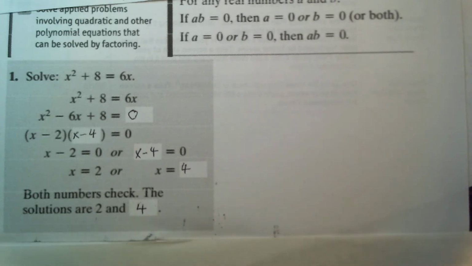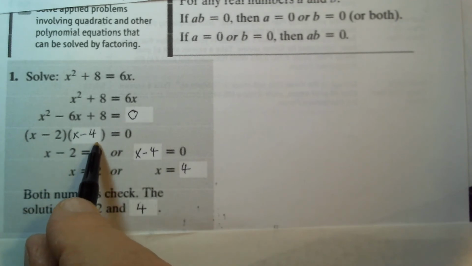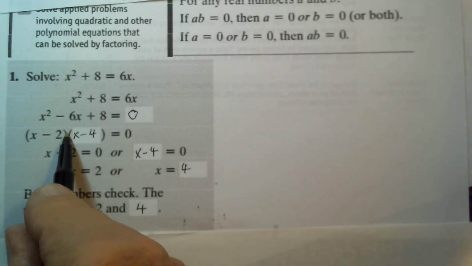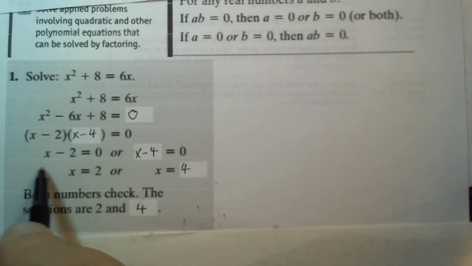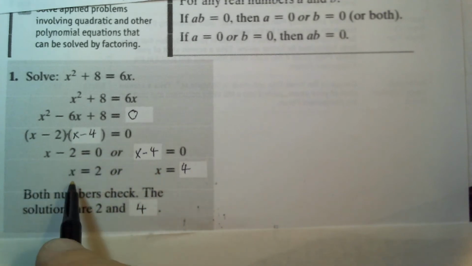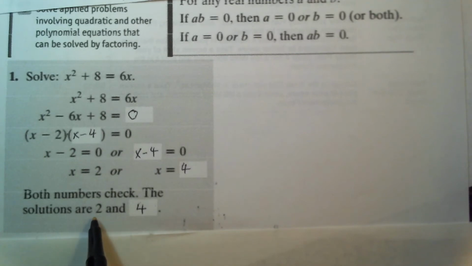So that's how we can solve quadratic equations, by factoring them and then setting each factor equal to 0. So x minus 2 is a factor and x minus 4 is a factor. Remember, these are expressions in parentheses with a multiplication sign in between. So in other words, factor 1, factor 2, we set each factor equal to 0, solve each one for x, and then there are our solutions. The solutions are 2 and 4.